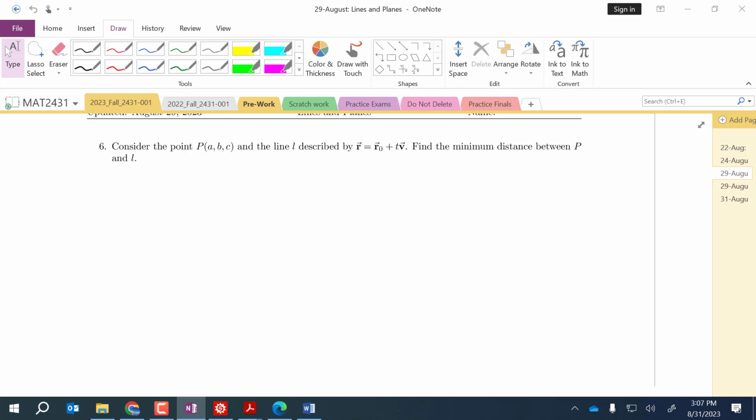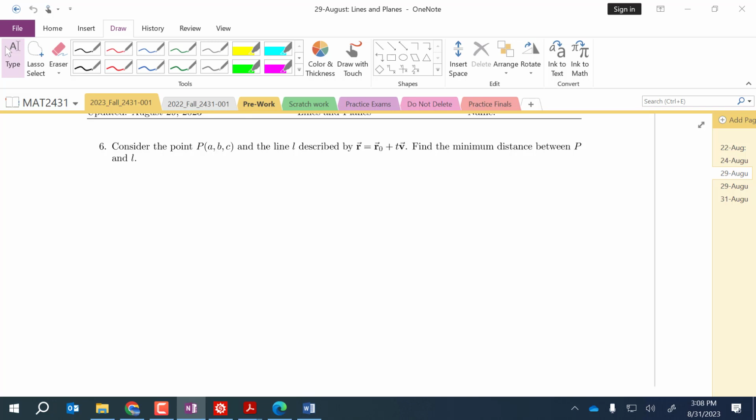Okay? Consider a point and a line described by this equation here. Find the minimum distance between the point and the line. Okay? Folks, one of the skills that you want to develop in this class is sketching a picture for this problem. Now, I didn't tell you what this line was. I didn't tell you where in space this point was. You don't have to draw an accurate picture. You need to draw sort of a cartoon representation of the problem. It just needs to be a picture that gets the essence of the problem down to give you a little bit of guidance.